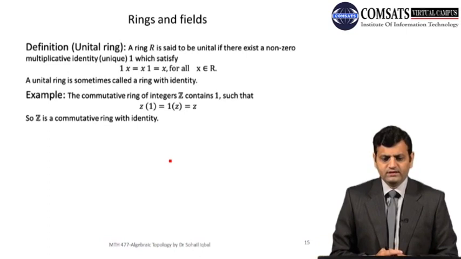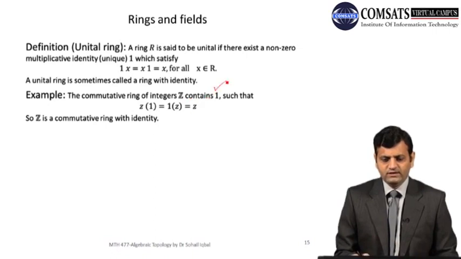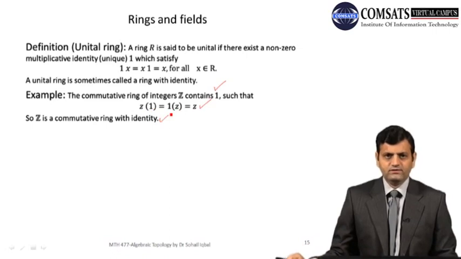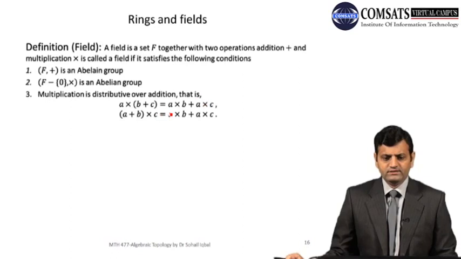So for example, consider this ring of integers. We have already seen that it is a commutative ring. And now let's see if it contains identity or not. So there exists this element 1 such that z into 1 is equal to 1 into z is equal to z. So this is satisfied for each and every integer. So we can say that Z is a commutative ring with identity. Now it's a little exercise for you to find other examples of unital rings or rings with identity.